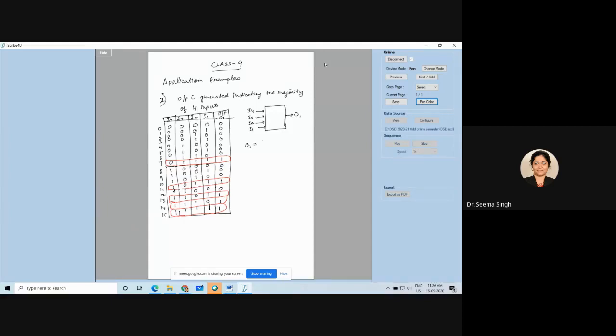O1 is a function of I4, I3, I2, I1. Are you understanding this equation? Why did I write I4 here? Because I4 is the MSB and I1 is the LSB. I wrote this just to show that the output is 1 variable and the input is 4 variables. Now, what is the minterm form of showing it? What should I write inside this bracket?